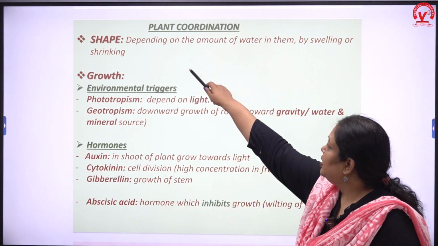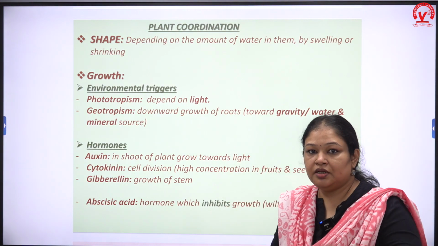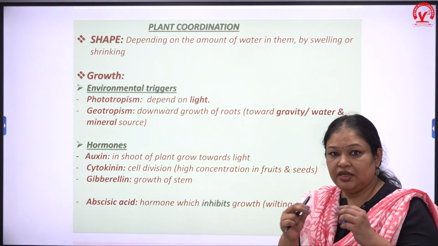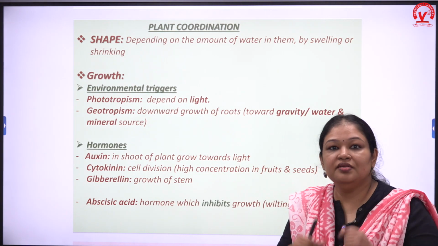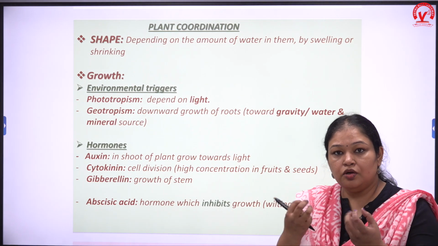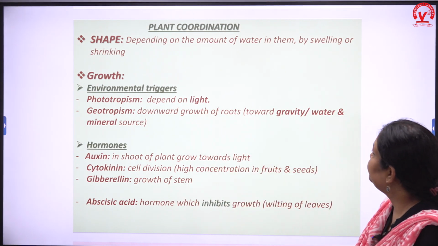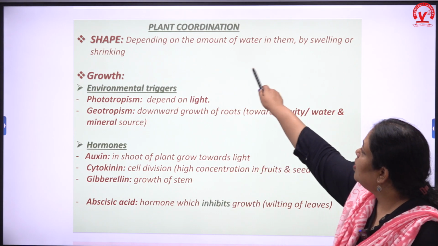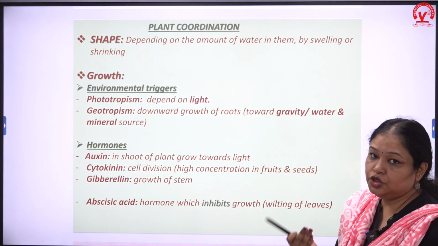Now, the shape of the plant depends on the amount of water in them. So you can see that certain leaves are very thin and certain leaves are very thick. The thick ones, if you break it open, you can see some liquid in it. So that is the amount of water they can absorb. So that is the shape of the plant. Depending on the amount of water in them, they either swell or shrink.